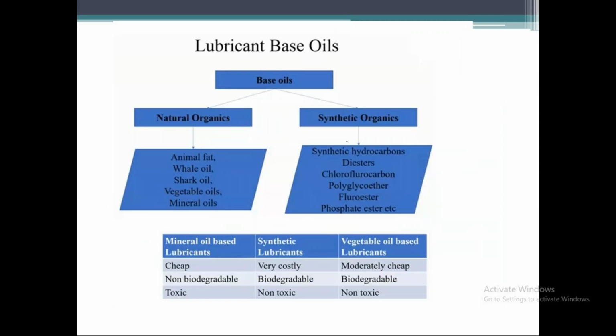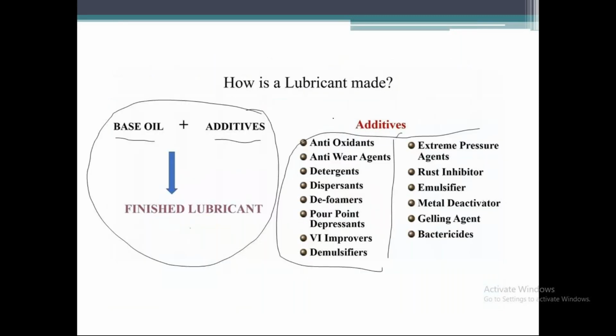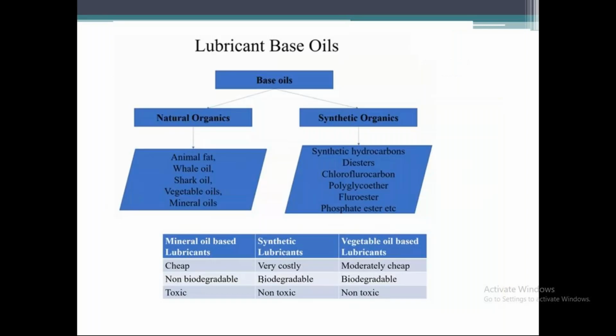Now, I told you that 70 to 95% is base oil. Now we have to see what these base oils are. It can be natural, it can be synthetic. Natural means it is naturally occurring, like animal fat, whale oil, fish oil, shark oil. It can be vegetable oil based, it can be mineral oil or crude oil based, right? And synthetic means it is man-made. We merge monomers to make polymers, so it is synthetically made. Synthetic hydrocarbons, diesters, fluorocarbons, polyglycol ethers, fluoroesters are some examples of synthetic organics.